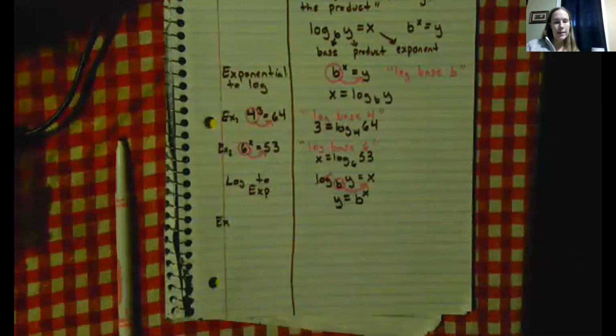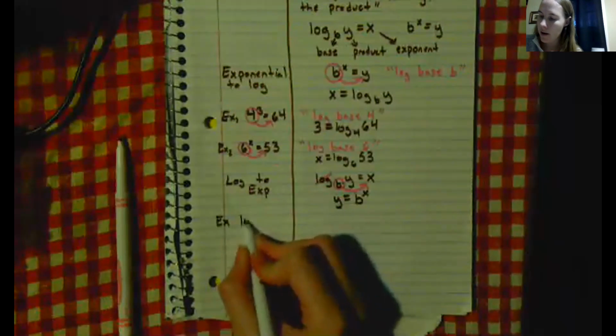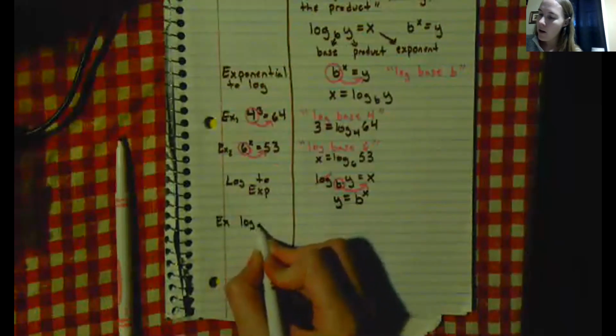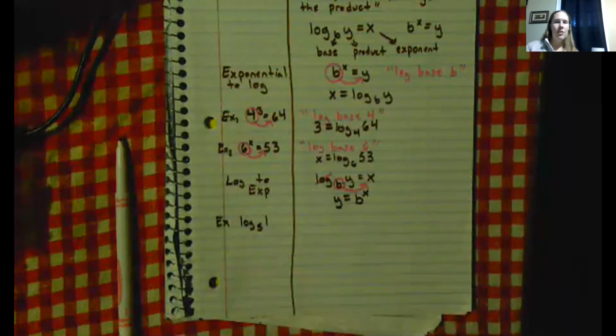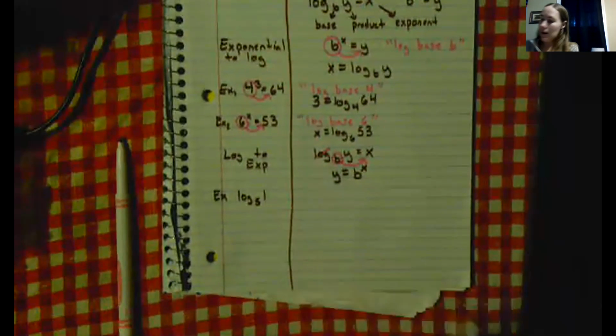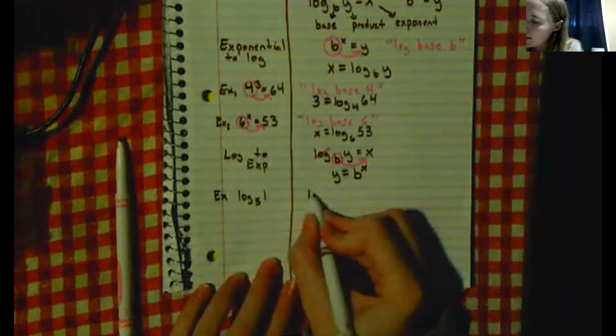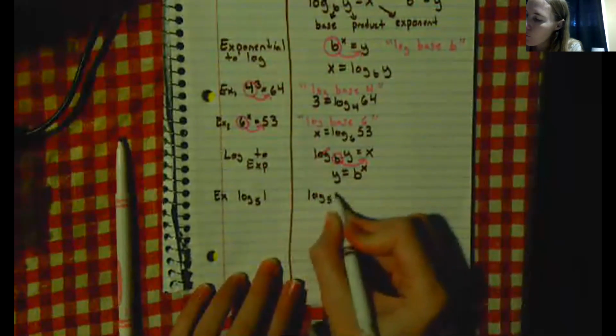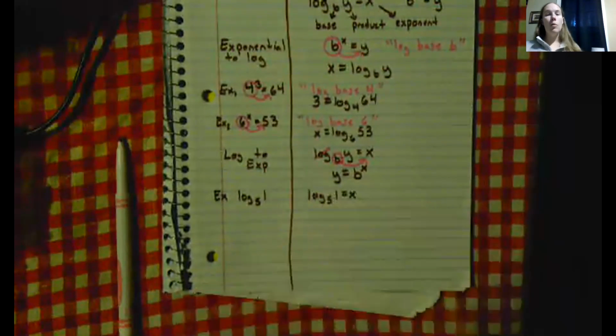So for example, let's say we have log base 5 of 1. Notice how this isn't equal to anything. Well, we have to make it equal to something then. So I'm going to write log base 5 of 1 equals x, because we don't know what it is, so I'm just going to assume it's an x.